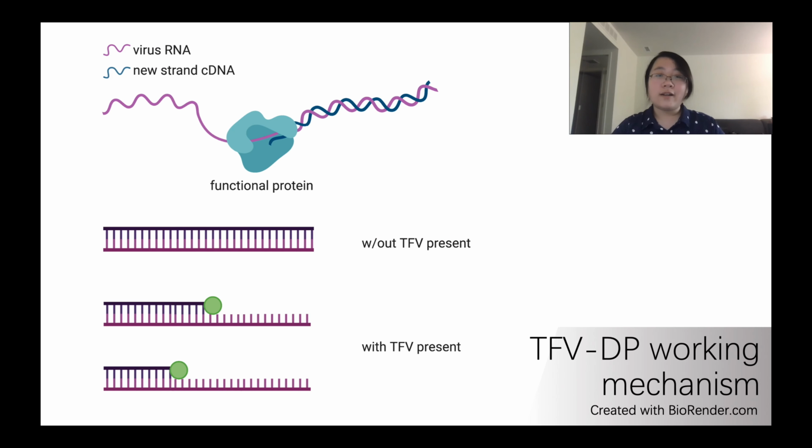When the viral RNA is reverse transcribing, a functional protein called reverse transcriptase picks up the nucleotides around to pair with the original code of RNA. Without the drug present, it behaves normally and creates a new complete strand of cDNA to continue the virus invasion. However, with the presence of the drug, the protein gets confused. Chances are that it will be fooled to pick up a drug molecule instead and put the drug on some specific site of the new strand.